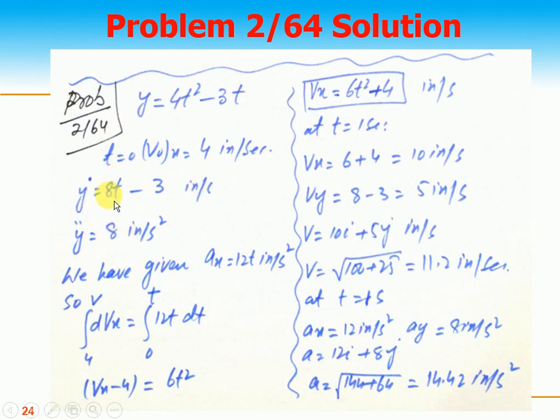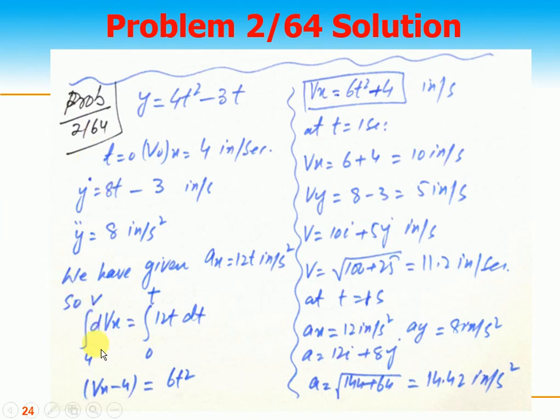Similarly, we have y given, we take the derivative and we get the vertical velocity. This is 8t minus 3 inch per second, and the second derivative is 8 inch per second square, the acceleration in the y direction. As we have ax equal to 12t, I need to find the velocity. Of course, dvx by dt is equal to ax.